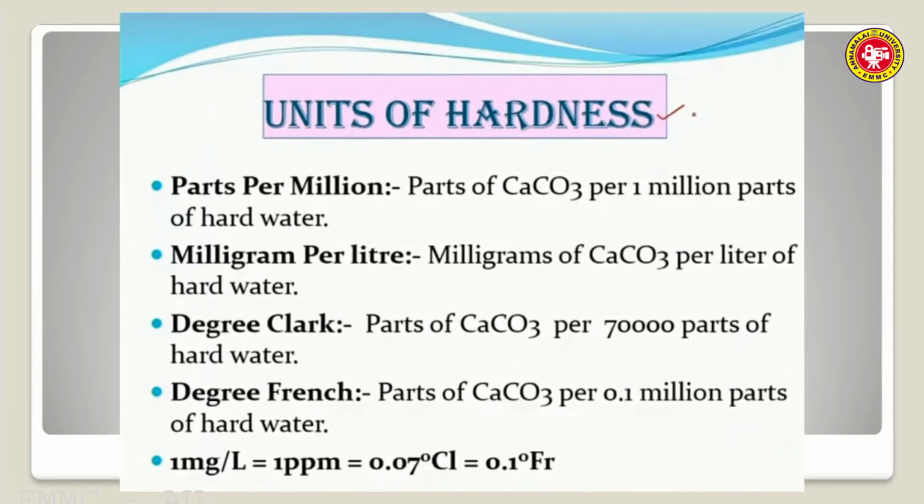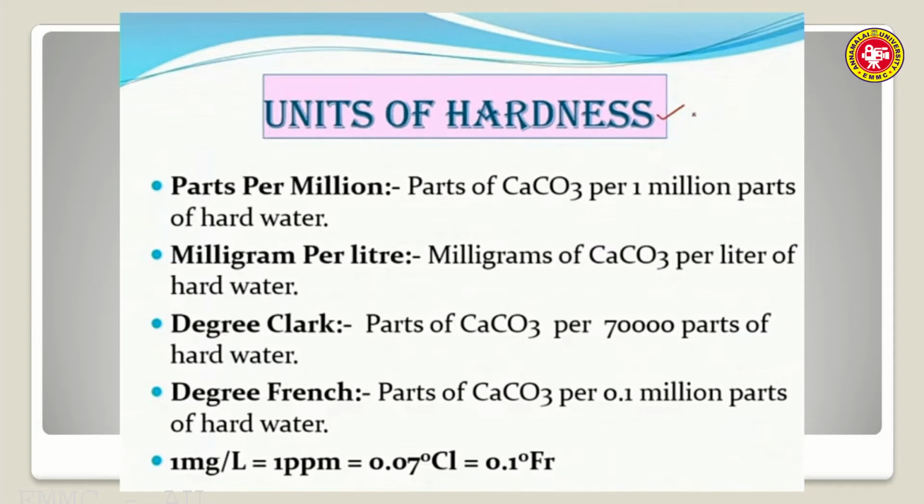Next one will be units of hardness. For every physical quantity we have to use units, isn't it? For hardness of water, there are mainly 4 units available, and the first one is parts per million, shortly called ppm. It is the parts of calcium carbonate hardness per 1 million parts of hard water. If you take 1 million parts of hard water, how many parts of calcium carbonate hardness are present is called parts per million.